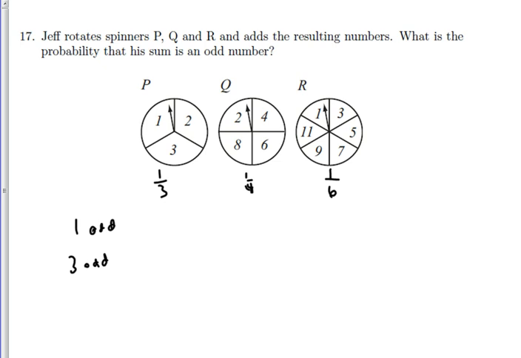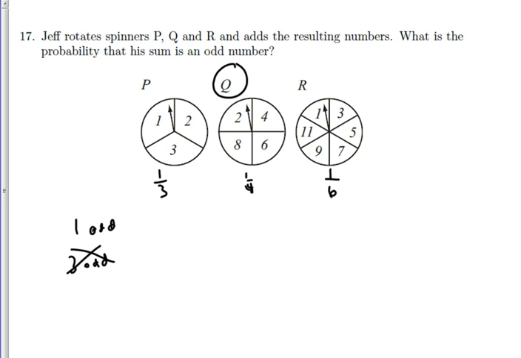So the only way to get an odd is to get either one odd or all three of them to be odd. Well, you can't get all three of them to be odd because if you take a spinner in spinner Q, you always end up with an even number. So the only way to get one odd is either for P to be odd or R to be odd, but R is always odd. So that means that P has to be 2.